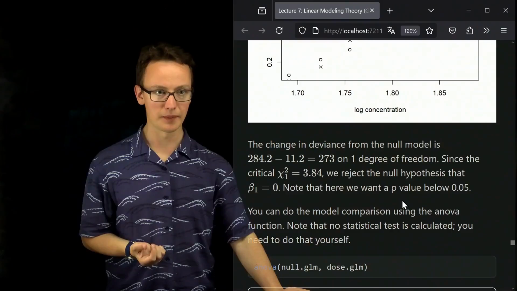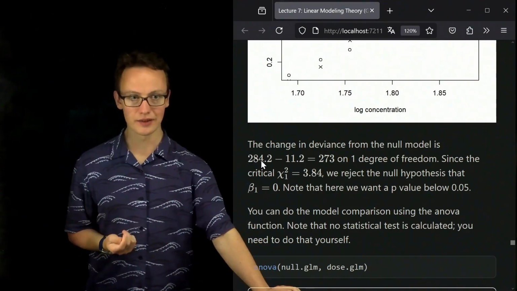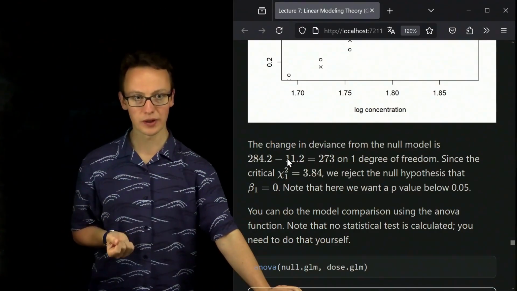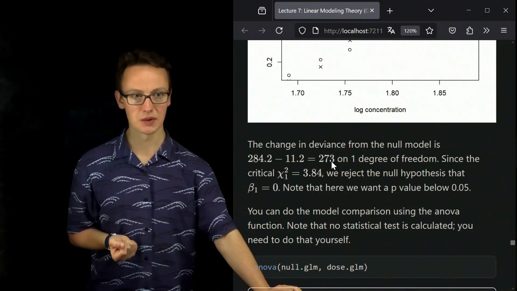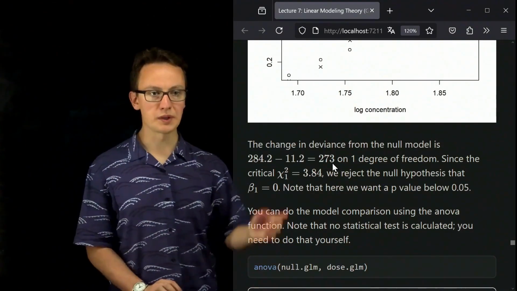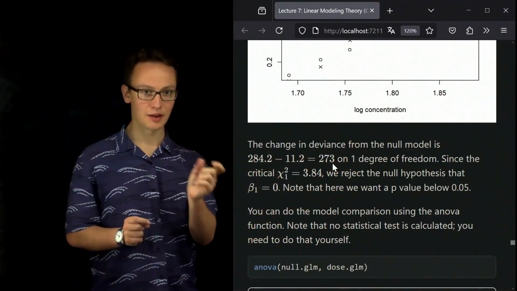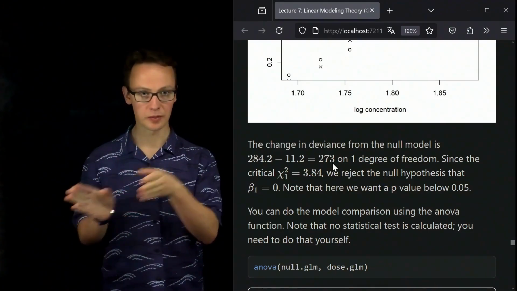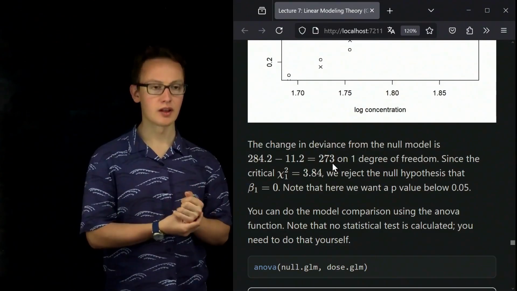So we saw the deviance for the null model, 284. If we subtract from it the deviance of the full model, 11, then we end up with a difference between deviances of 273, which will now be on 1 degree of freedom, because that's the difference in the number of parameters from the null model compared to the full model. There is one added parameter, the slope.